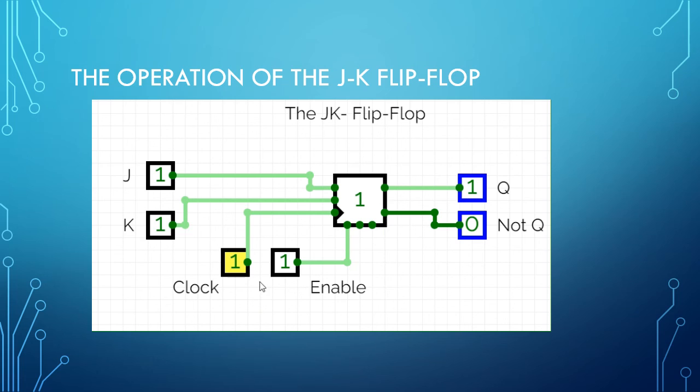One thing I forgot. If we make the enable at a 0, then nothing happens. Although the clock will be changing, nothing happens. So the enable has to be at a 1 to allow for any action on the flip-flop. So here again, this is a complete demonstration of the operation of a JK flip-flop.